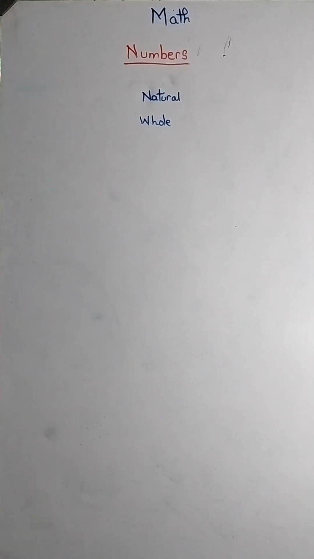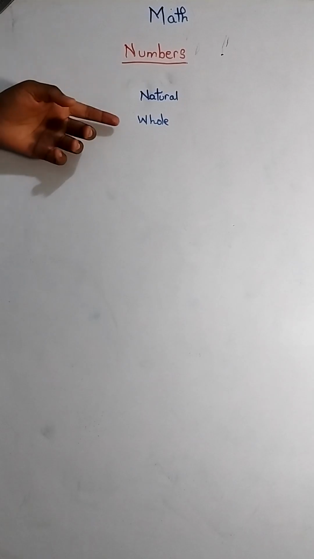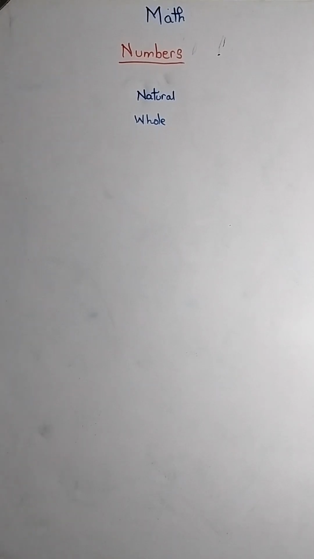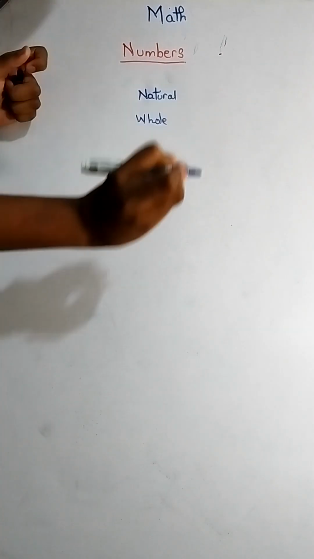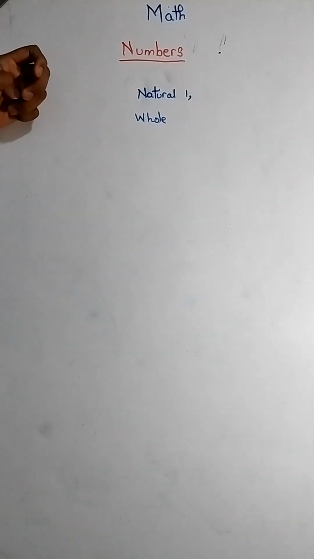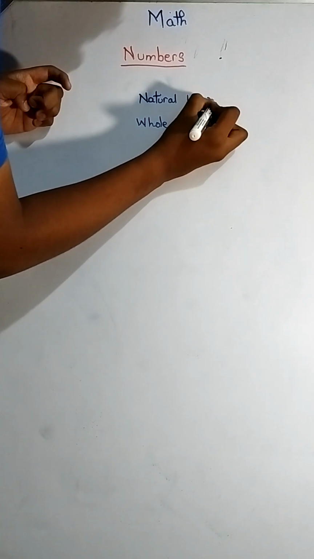Today we'll be learning about basic mathematics, which would be two main types of number systems that make the base of numbers. They are natural numbers and whole numbers. So first, let's cover what natural numbers are. Natural numbers are all the positive numbers except 0. That would be 1, 2, 3 and so on.